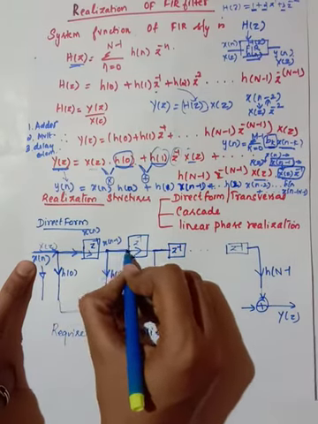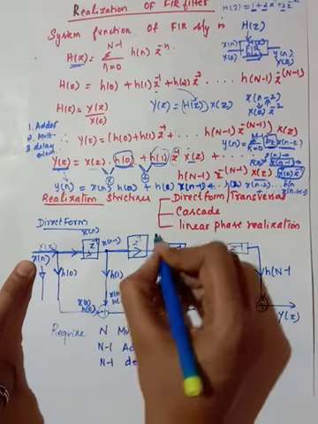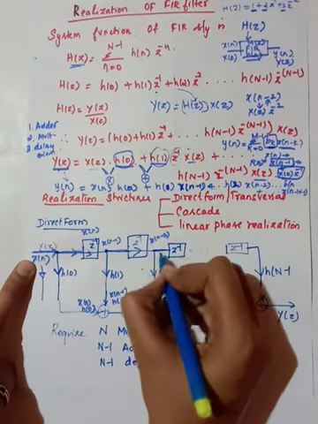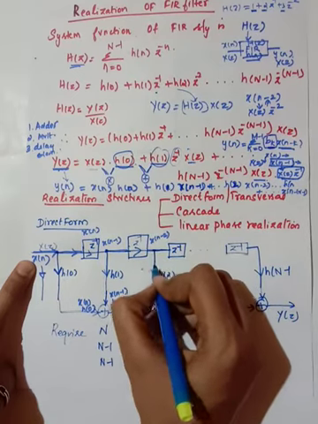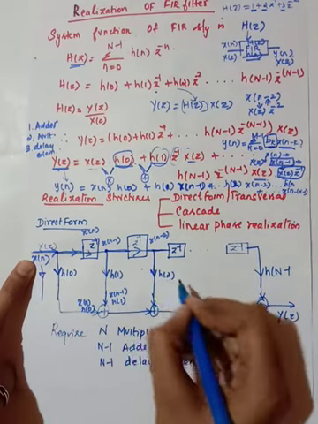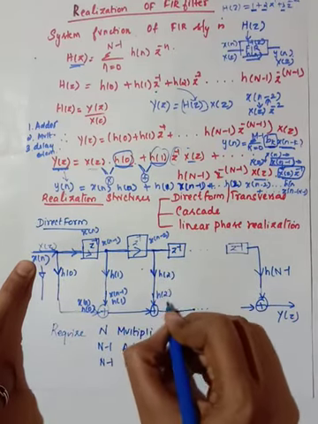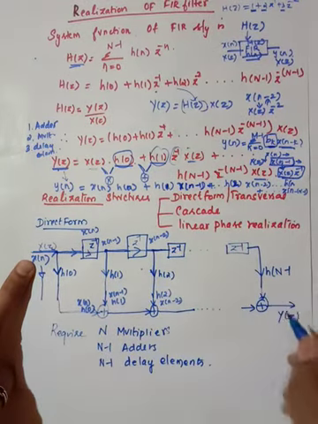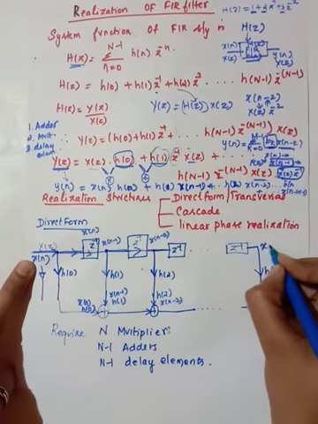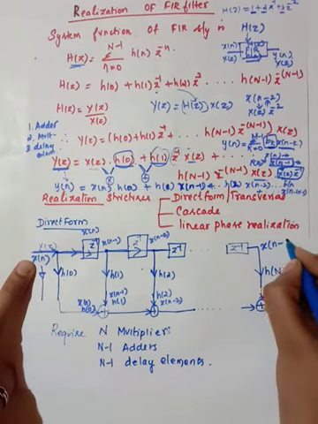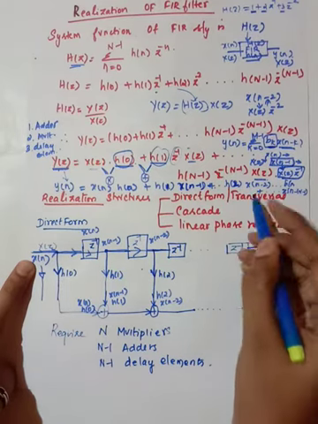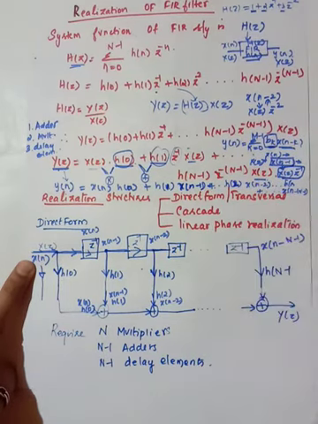So this x of n minus 1 passes through another delay. What will you get? You will get x of n minus 2. This x of n minus 2 is multiplied by h of 2, so at this point you will get h of 2 into x of n minus 2. Similarly, here the delay element gives x of n minus (N minus 1), which is multiplied by h of N minus 1.